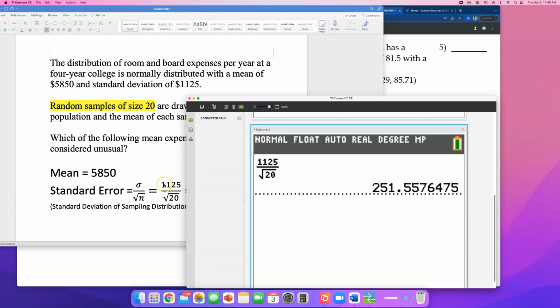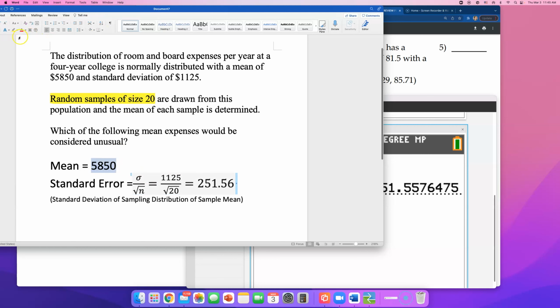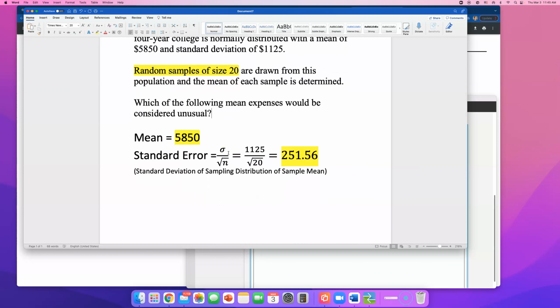So let's write that down: 251.56. This is dollars and cents, so I'll round to 56 cents. Now we're using this mean of 5850 and this standard error of 251.56 to solve the question. They asked, which of the following mean expenses would be considered unusual? Remember, if it's within that 95% interval, it's okay, but if the chance of something happening is less than 5%, it will be unusual.